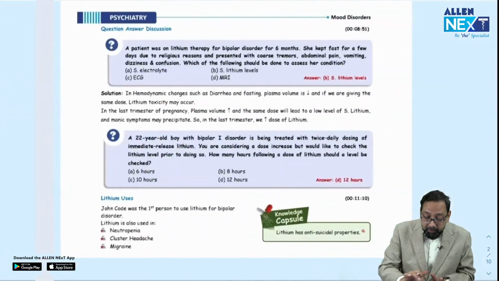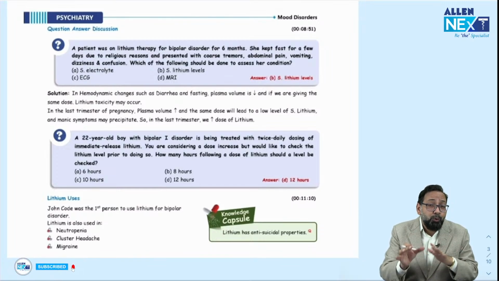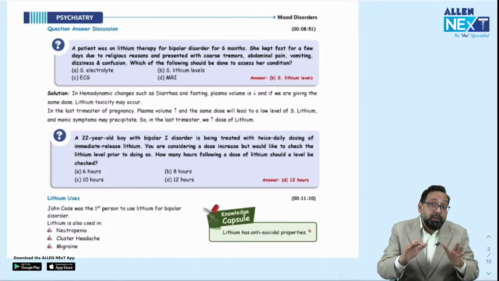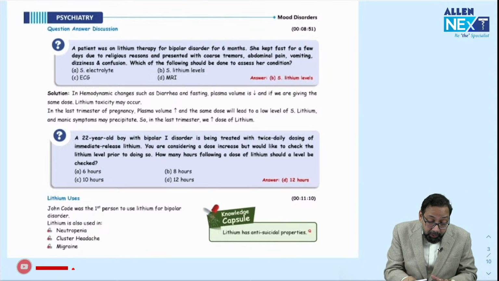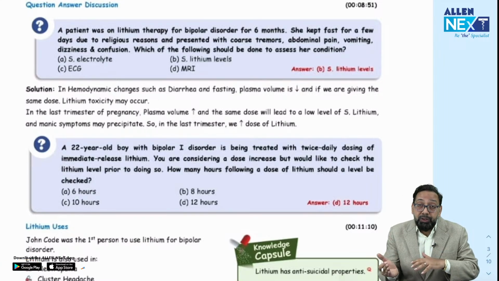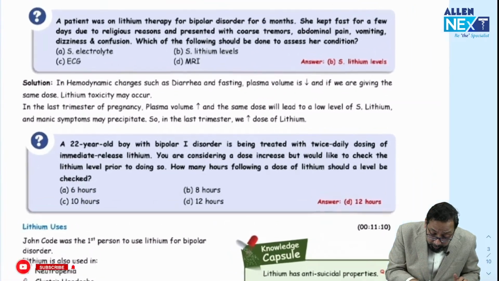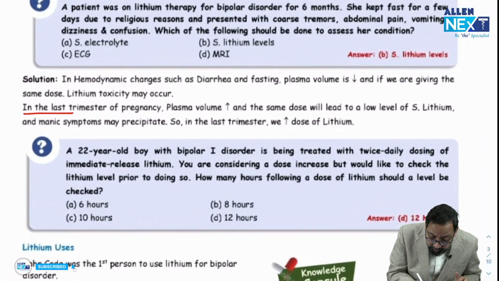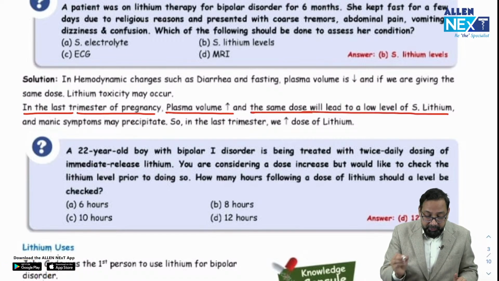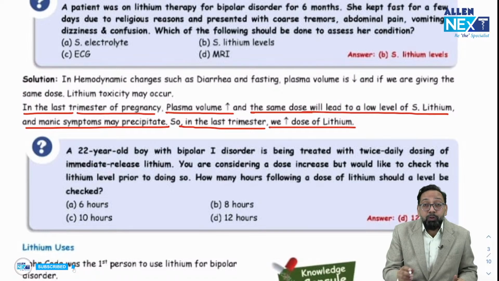I have discussed in my class that whenever there is a hemodynamic change, just like whenever questions are asked on lithium toxicity, you may find that in the question they have given that the patient is on fasting. Patient is on fasting means blood volume is decreasing, vomiting, diarrhea, and that may lead to precipitation of lithium toxicity. As you know, lithium has a very narrow therapeutic index. I have already discussed in my class that in the last trimester of pregnancy, plasma volume increases. The same dose will lead to a low level of serum lithium and manic symptoms may precipitate. So in the last trimester, we increase the dose of lithium.